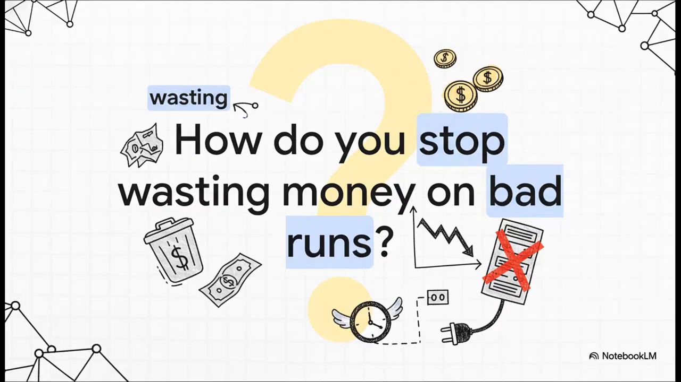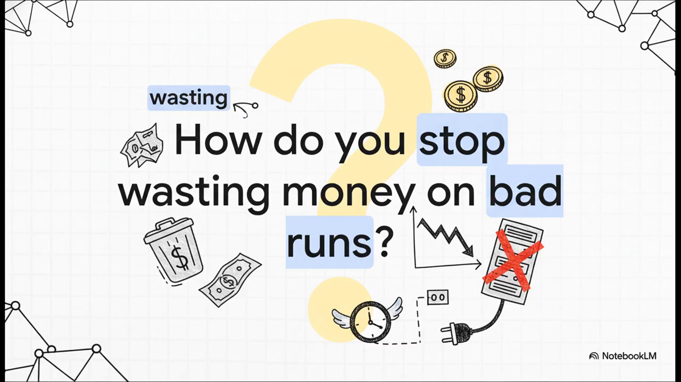Okay, your second big decision is all about saving money and time. Efficiency. Think about it, every training run costs you compute credits, so if one of them is clearly a dud, just performing terribly, why on earth would you let it run to the end? You wouldn't.